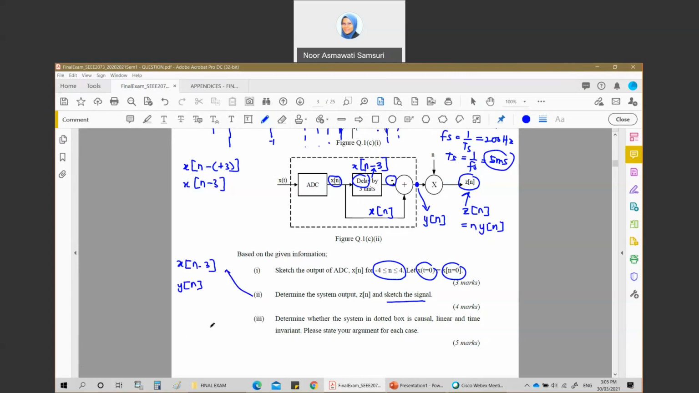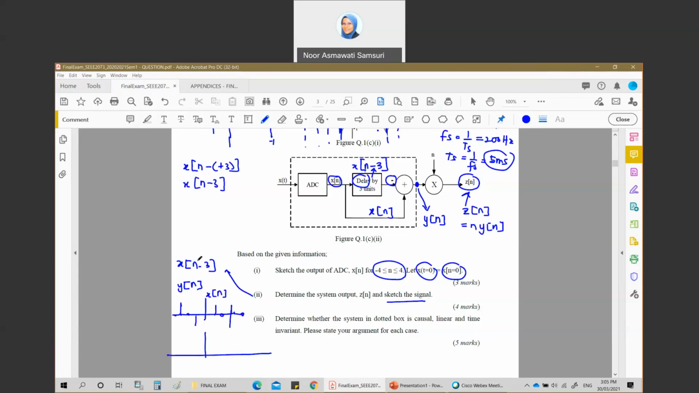So how to plot Yn? Yn equals Xn from 1. Okay, please sketch it again. Okay, this is your Xn, and then Xn minus 3.